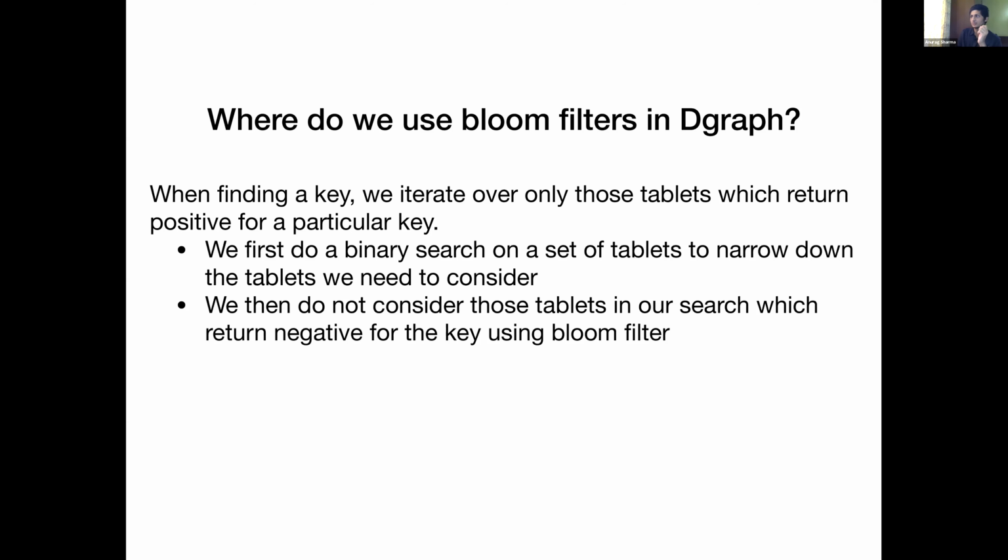So first, since your tablets are sorted, you do a binary search on the set of tablets to narrow down the tablets we need to iterate on to find that key. Once you have that set of tablets, each tablet has an associated Bloom filter, and you check whether that key is present in that tablet or not. If it's no, then you need not iterate over that tablet and you can just skip it. And if it says yes, then since it's a maybe, you have to actually iterate.